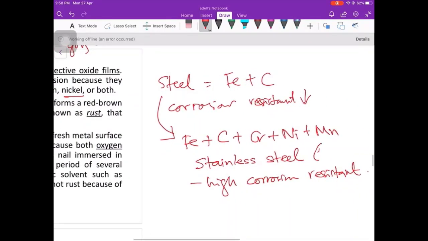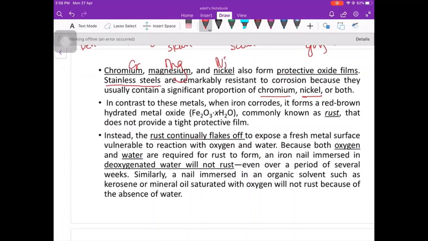Metal or alloy? This is an alloy. Okay, alloy: when we mix materials so that it has more than 2 metals, we call it an alloy. If it is one metal, we call it a pure metal. In contrast to these metals, when iron corrodes, it forms a red-brown hydrated metal oxide. This is the chemical formula for rust.